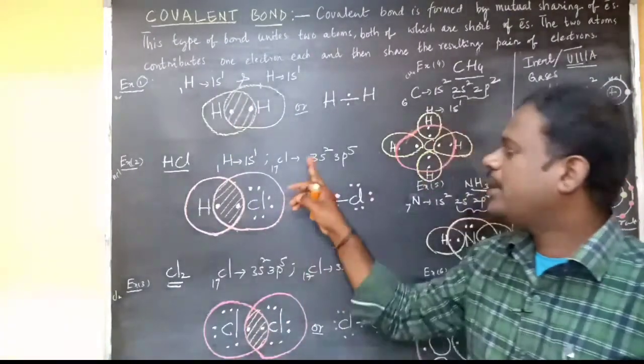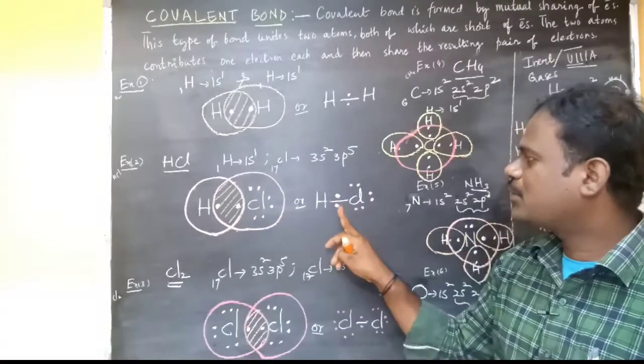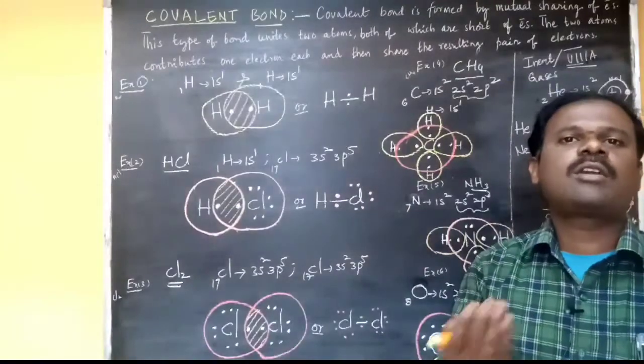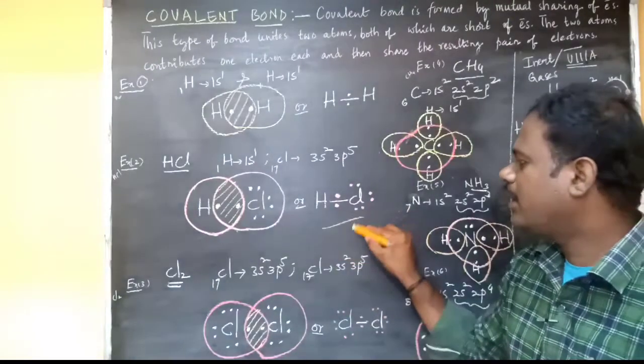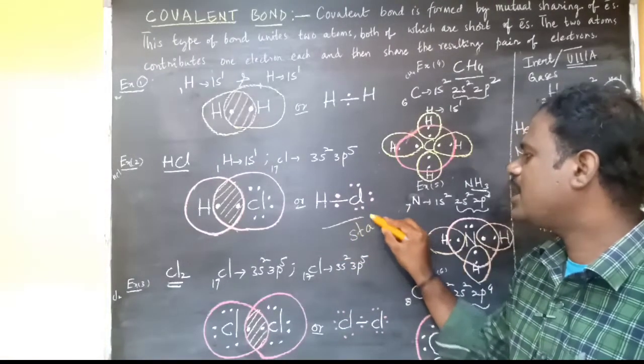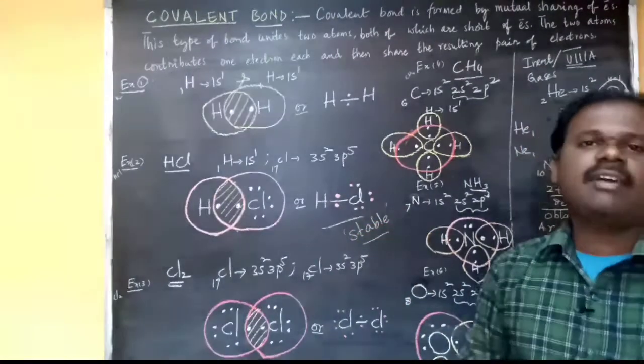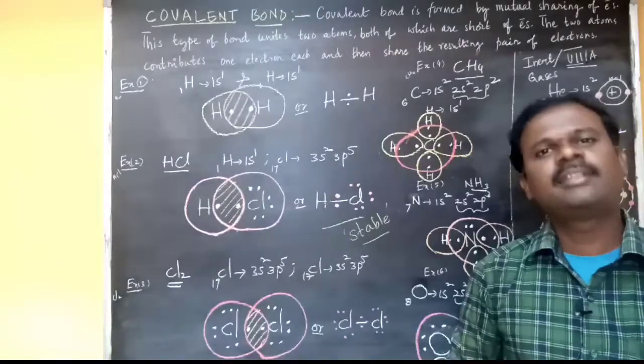Here chlorine acquires 8 electrons: 1 2 3 4 5 6 7 and 8. So obeying what? Octet rule. Since it obeys the octet rule, what can we say here? Stable in nature. Okay, sir. Thank you.